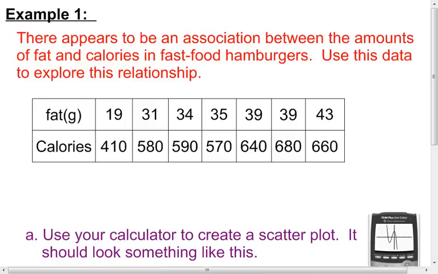Here's some data that I want you to put into your calculator. We're going to put the fat, which is going to go on our x-axis, into list 1, and the calories, which will go on our y-axis, into list 2. So I want you to pull up your calculator, and we're going to get the data in first.